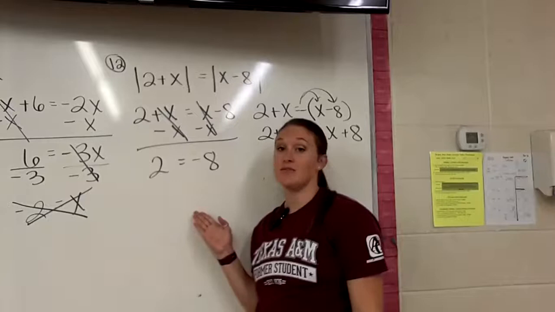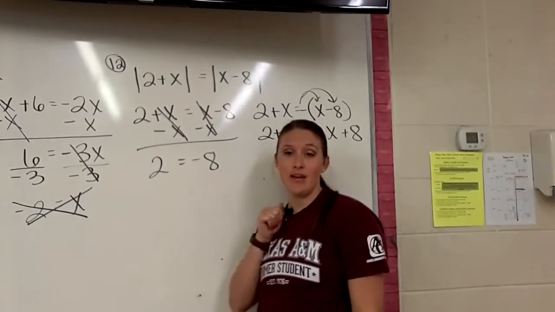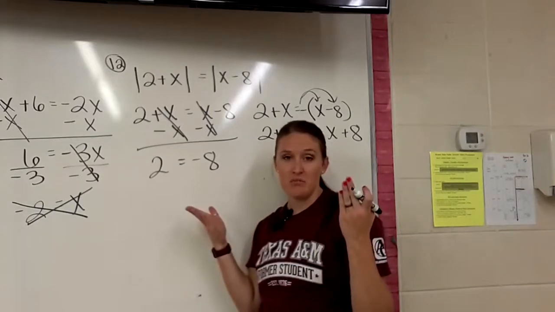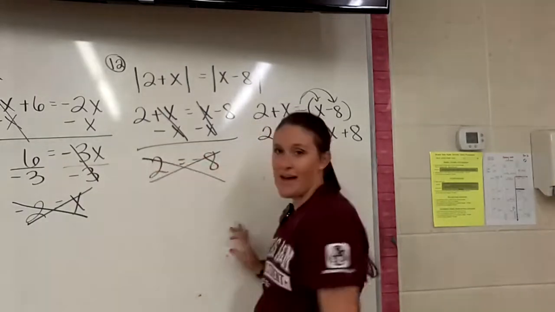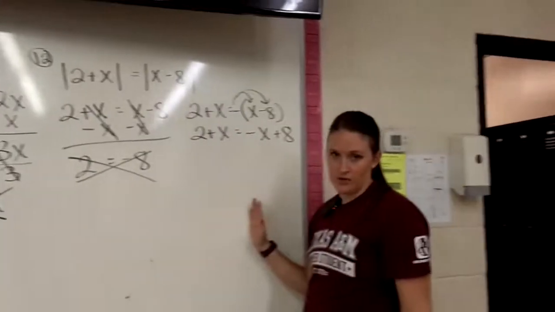Just look at that. That's very obvious that you cannot have that, okay? 2 can never equal negative 8. That doesn't happen. So that's a lie. It's false. So there is no solution from that one. So we have to come look at our other one.